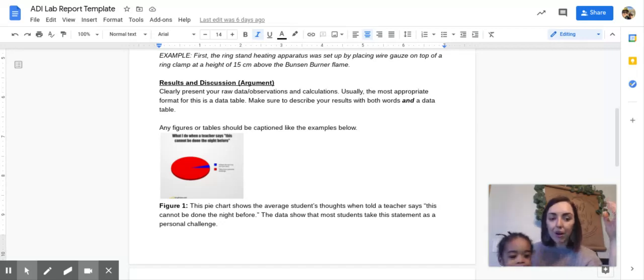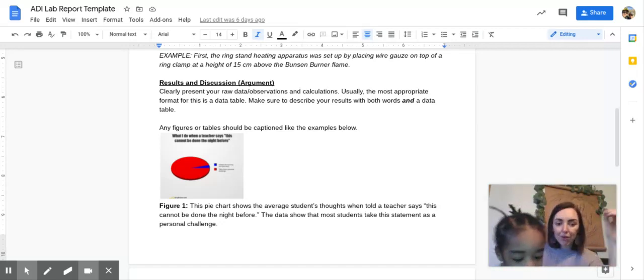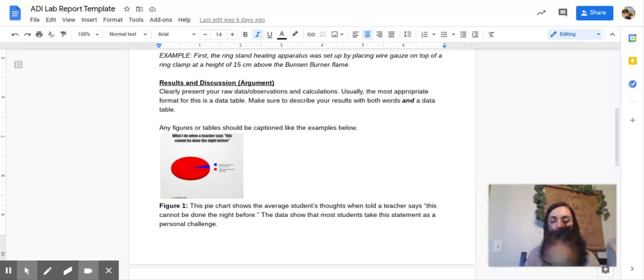So you are going to look at your data and try to find the patterns. So I gave you those guiding questions. They're up on the board in my classroom, and I'm also going to post them to Schoology for you. That's what you want to think about when you're analyzing your data.